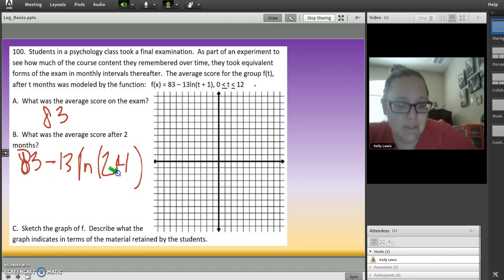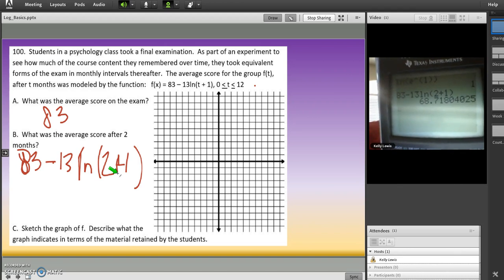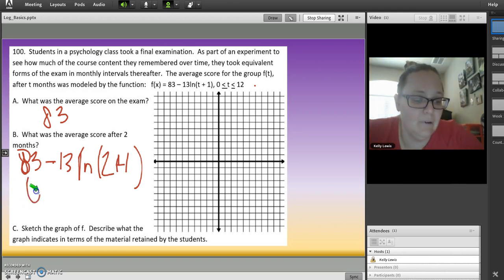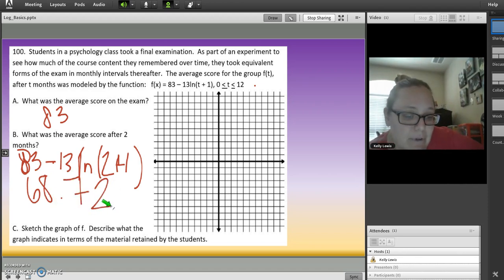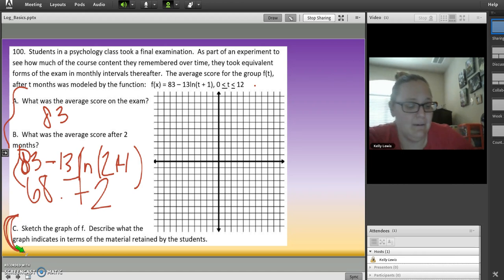I'm not going to overthink this. I'm just going to type it in my calculator. 83 minus 13 ln of 2 plus 1. Right, 68.72. So that was the average score, 68.72 after 2 months. This is not necessarily something I would ask on a test, but let's do it anyway.